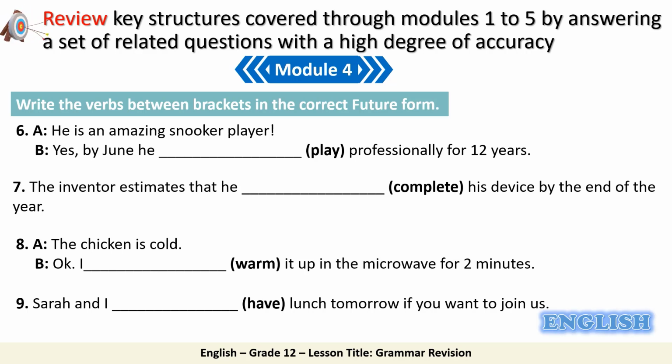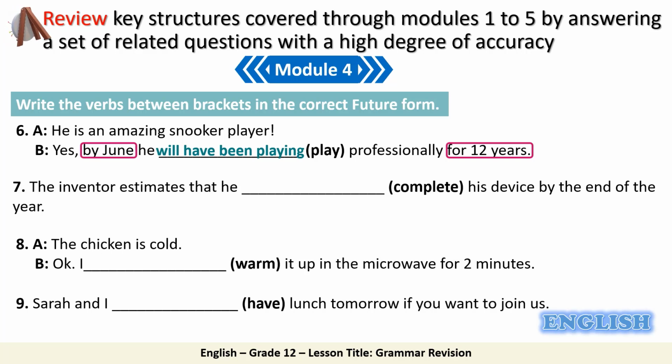So number 6, we should answer with the future perfect continuous, will have been playing. And you notice that the emphasis is put on the duration of the action up to a certain point of time in the future. This duration is emphasized by mentioning for 12 years. And the point of time is by June.